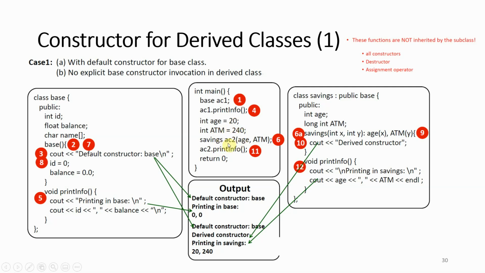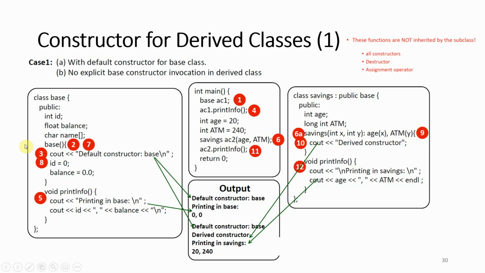We are instantiating an object of class savings, which is derived from class base. Okay, so age is 20, ATM is 240. It's going to call the non-default constructor. So X becomes 20, Y becomes 240. The age member variable of AC2 becomes 20. The ATM member variable of AC2 becomes 240. Stops here. See, it says 6A. 6A would stop here. It wouldn't enter this.